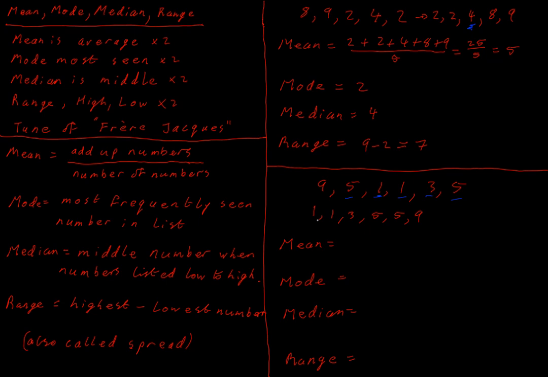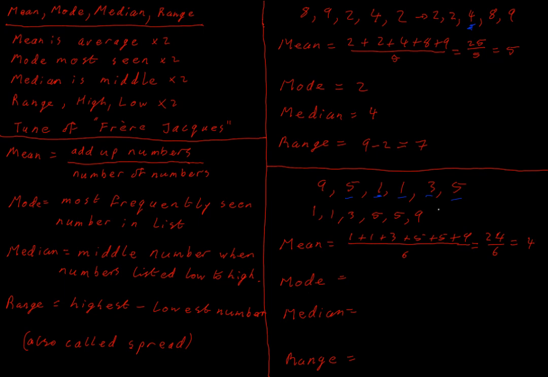So I now have this listed from smallest to biggest, and that's often, if not always, going to be my first step. So the mean is add everything up and divide by the number of numbers. So I have 1 plus 1 plus 3 plus 5 plus 5 plus 9 all over 1, 2, 3, 4, 5, 6. And when I add them up, I get 24 all over 6, which is 4. Now, that is our mean taken care of.